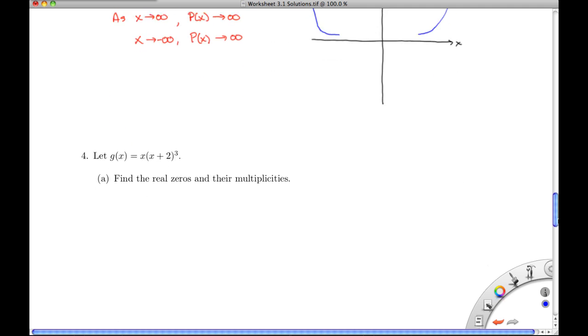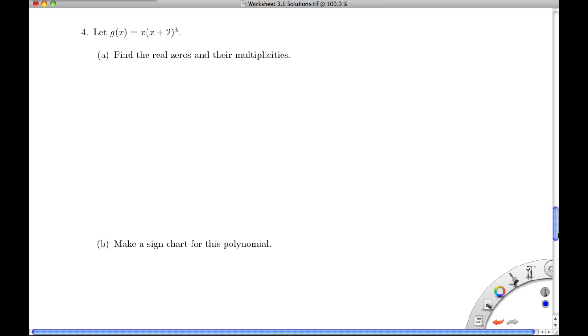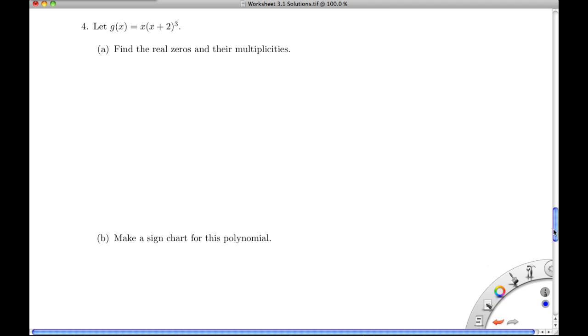Okay, so all 3 of those are kind of the same type of problems. Let's look at a slightly different one. So number 4, we're given a function g of x is x times (x plus 2) raised to the power of 3. So we want to find the real zeros and their multiplicities.